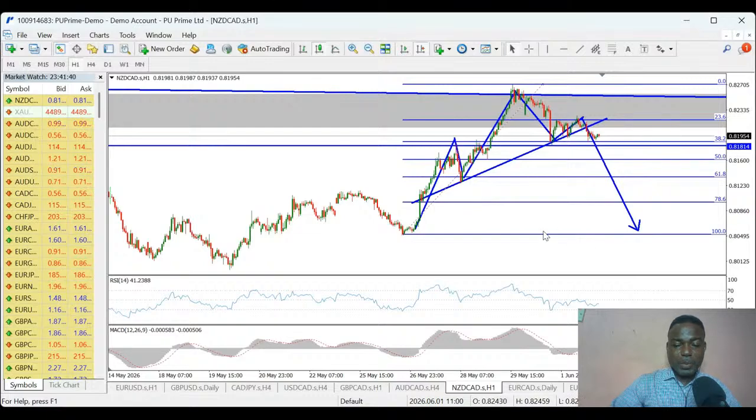So that's a bearish one on the NZD CAD, and this is purely a day trade. It's purely a 1 hour trade, and I want you to take note of that. Purely a 1 hour trade call on that, bearish on the NZD CAD.